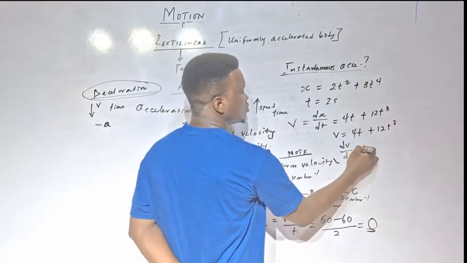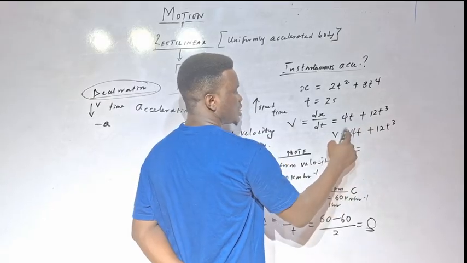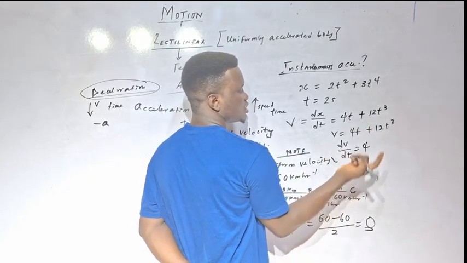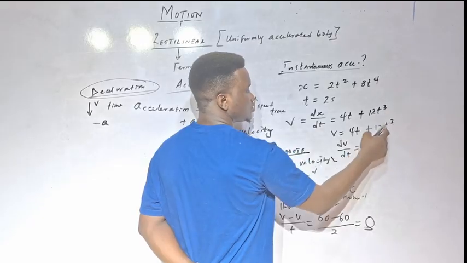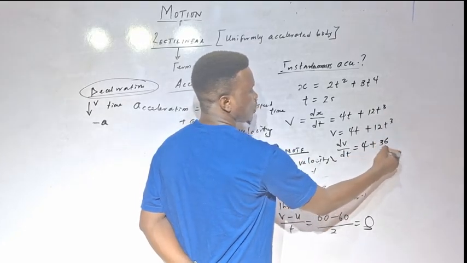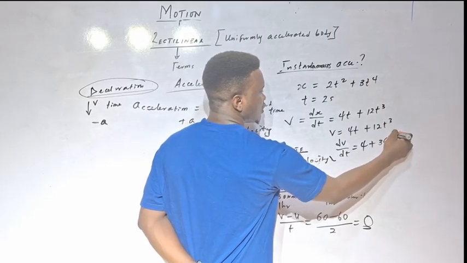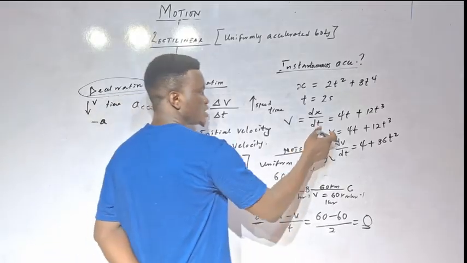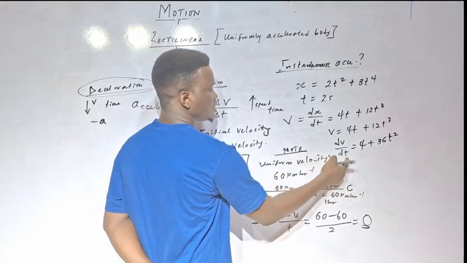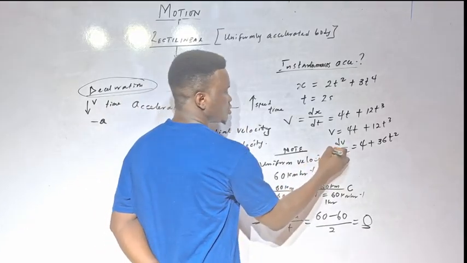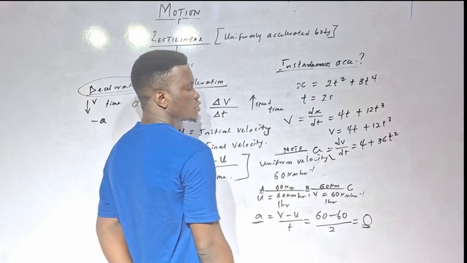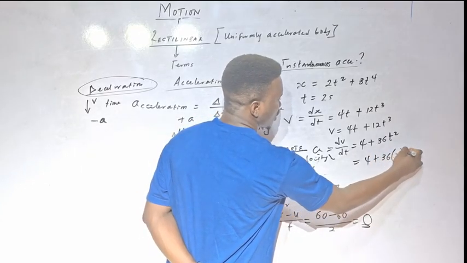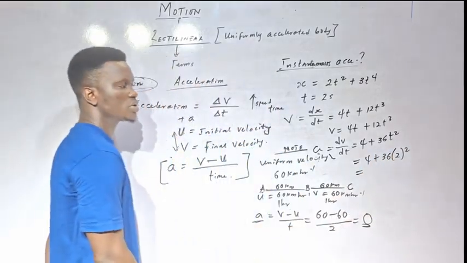I can say dv/dt will give me, there's 1 here. When 1 comes down, it will be 4. 1 minus 1 will be 0. Anything raised to power 0 is 1, so t is gone. Plus, when 3 comes down, 3 times 12 will be 36. Then 3 minus 1, that will be t squared. Do you understand that? So you differentiate the velocity again. The dv/dt now is acceleration. So now you slot in the time: 4 plus 36 into 2 raised to power 2. And that will give you the acceleration for the body.